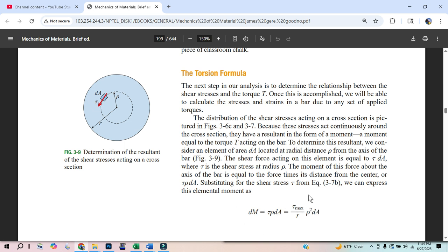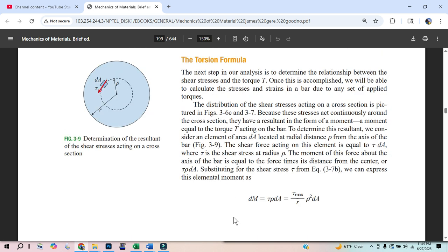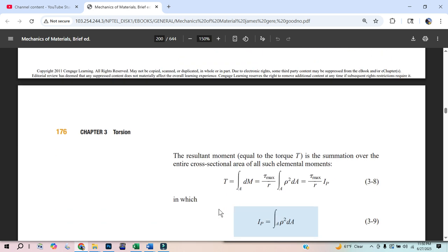So we're going to have r to the 3rd times pi divided by 2. So we're going to have T max r to the 3rd, or pi times T max r to the 3rd divided by 2. That's going to be the moment. And that's going to be the total moment generated. And that total moment generated is equal to the torque. So the integration of this moment is T, big capital T. So when we integrate, we're going to have capital T, and we already did it.